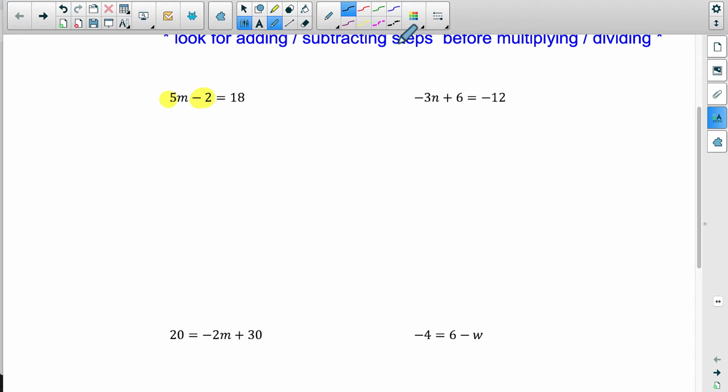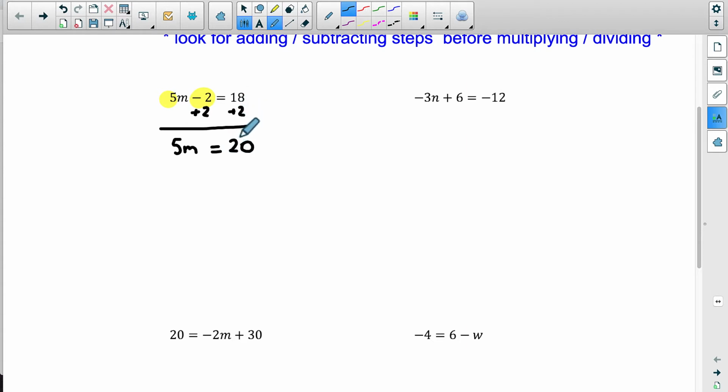So our new rule is look for adding, subtracting steps first. Which one of those numbers would you get rid of by adding or subtracting? It'd be the takeaway 2, wouldn't it? Because the opposite operation of subtraction is addition. So you would actually add 2. And what you do to one side, you do to the other side. Okay, now we're not finished because what's left on this side is still 5m. This is gone, so that's great. And what's on the other side is 18 plus 2, 20.